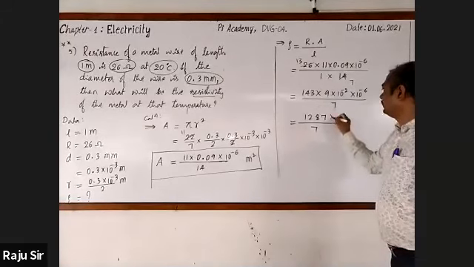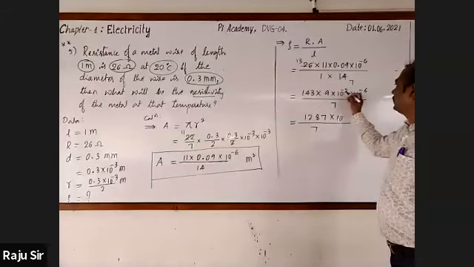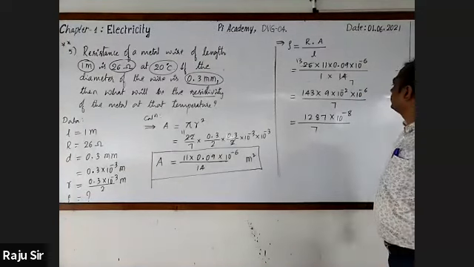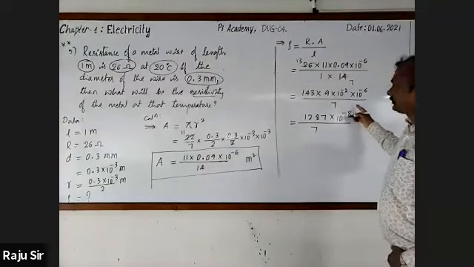Divided by 7 into 10 raised to the power... here minus 2 into 10 raised to the power minus 6 is there. It can be written as minus 8.